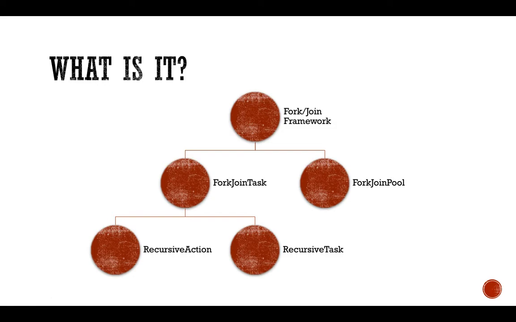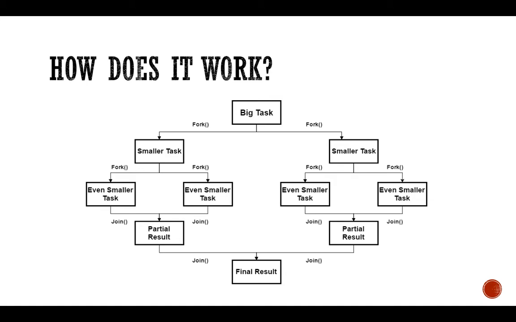Both of those are subclasses of Java fork join task, and both are abstract classes for which you have to implement an abstract method called compute in order to do the computation. The difference is that recursive action is a resultless recursive task, and recursive task instead returns a result. So how does this work?